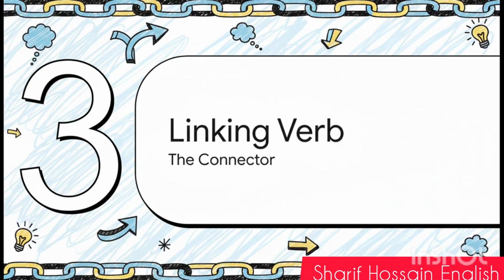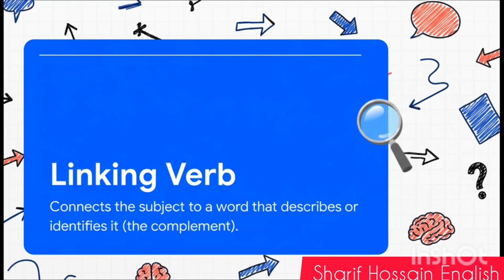All right, moving on to our next category, the linking verb. You can think of this one as a connector, or maybe like an equal sign, or even a bridge in the sentence. While transitive verbs are all about transferring action, linking verbs are about making a connection. So what does it do? Well, instead of showing an action, a linking verb connects the subject, the person or thing the sentence is about, to another word that either describes it or identifies it. That other word is called the complement.